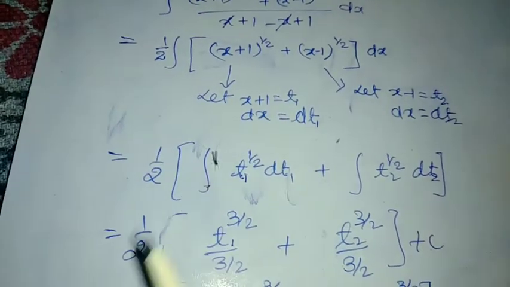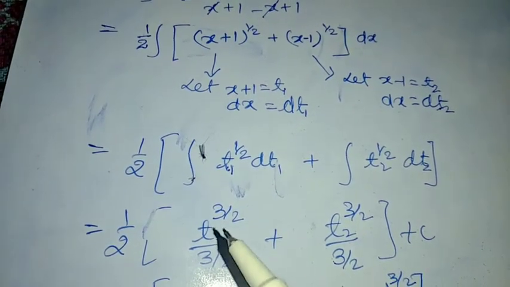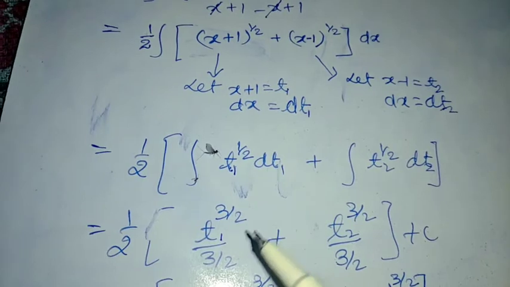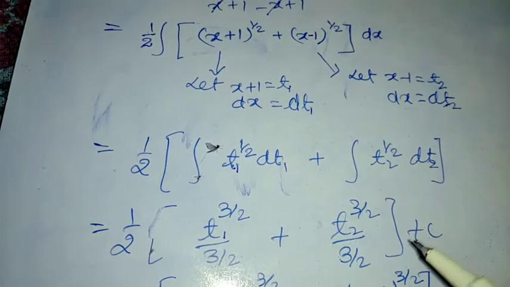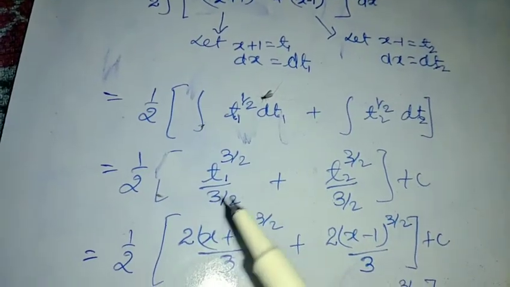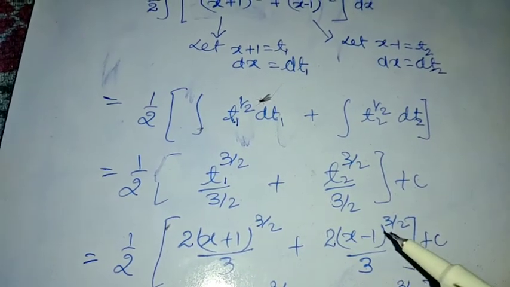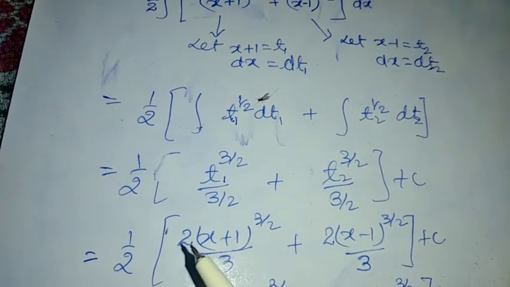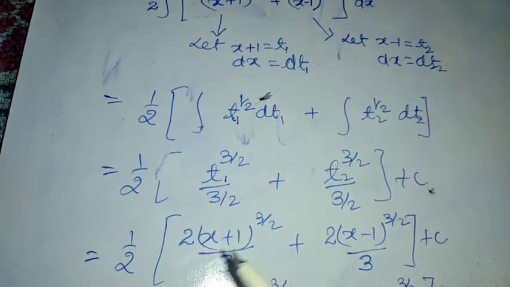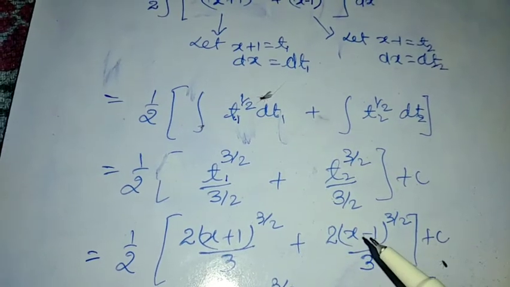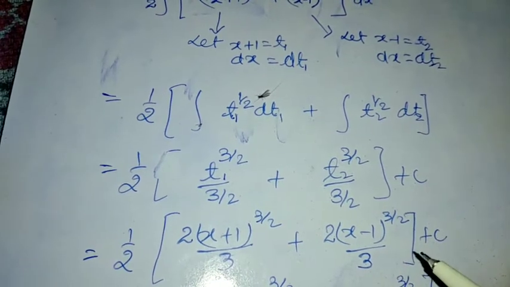So it will be 1 upon 2 into t1 to the power 3 upon 2 upon 3 upon 2 plus t2 to the power 3 upon 2 upon 3 upon 2 plus c. So we have put the value of t1 here and here the value of t2. So it will be 1 upon 2 into 2 into x plus 1 whole to the power 3 upon 2 upon 3 plus 2 into x minus 1 whole to the power 3 upon 2 upon 3 plus c.